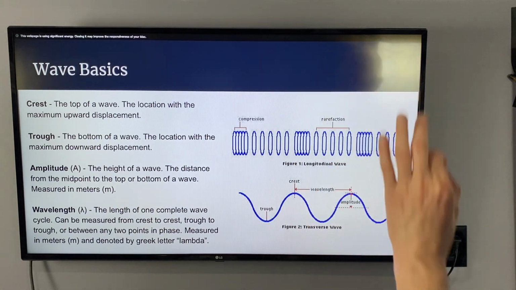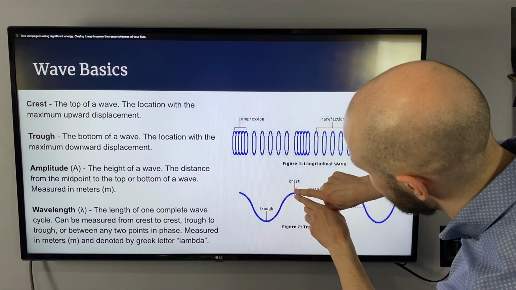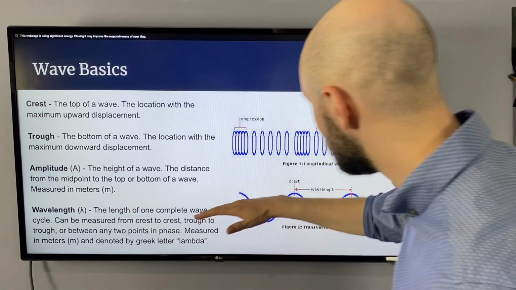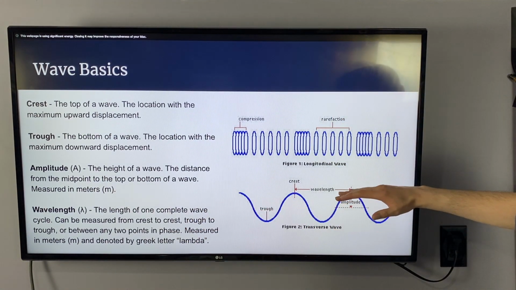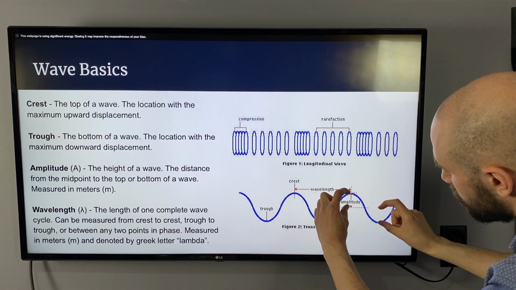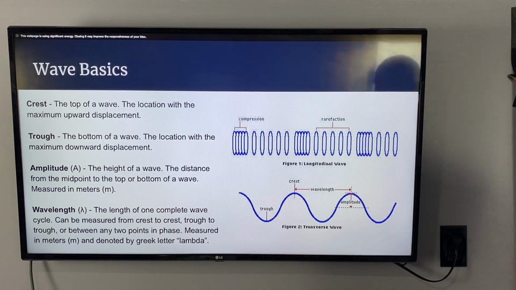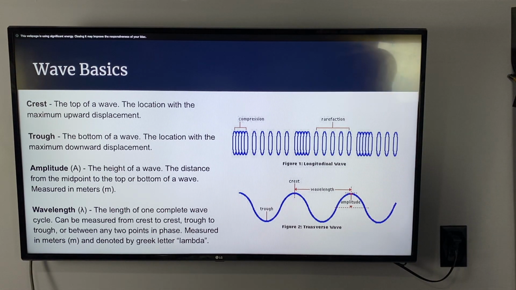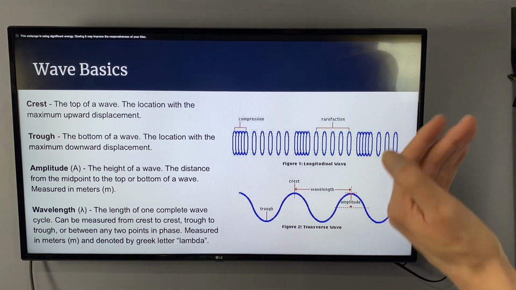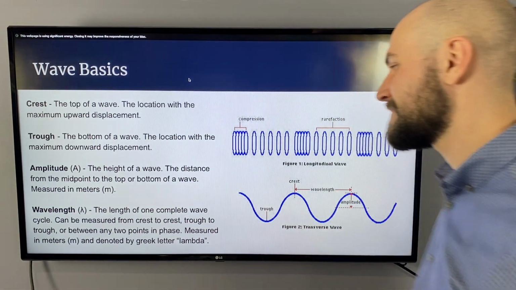A common mistake that a lot of people make is they take the amplitude to be the distance between the crest and the trough. That's not true. The amplitude is the distance from the midpoint to either the top or the bottom of the wave. These two distances would be equal, whether I measured from here to the bottom or from here to the top. Either way, we will be getting the amplitude. And because we're measuring a distance, it's measured in meters, just like we've been doing this whole year. Okay.